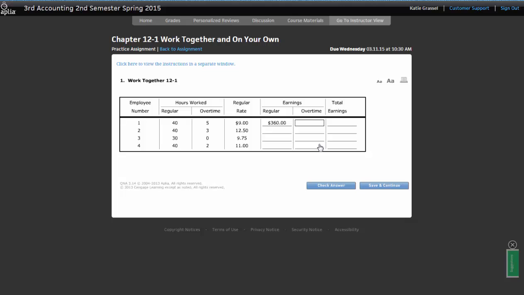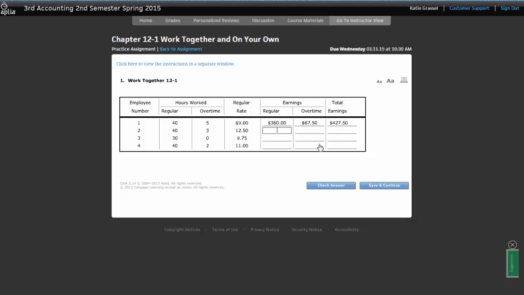Okay, I have to calculate their rate first, and then once I have their rate, I'm going to multiply it by the number of hours that they worked for overtime. So employee number 1 works 5 hours of overtime. So when I multiply that by 5, I'm going to get overtime earnings of $67.50. How am I going to calculate my total earnings? Add the two together. So I'm going to add $67.50 plus $360, which is going to give me $427.50.